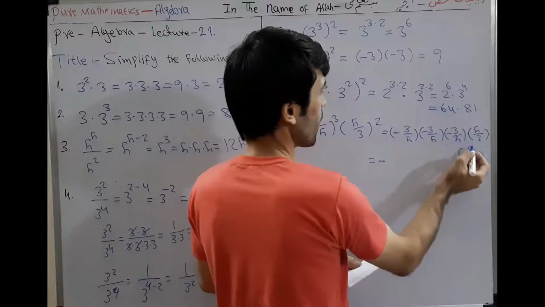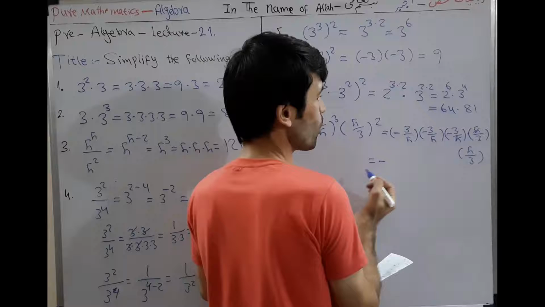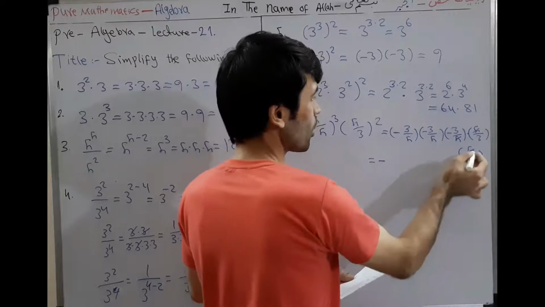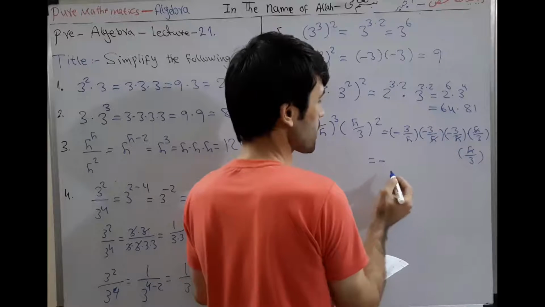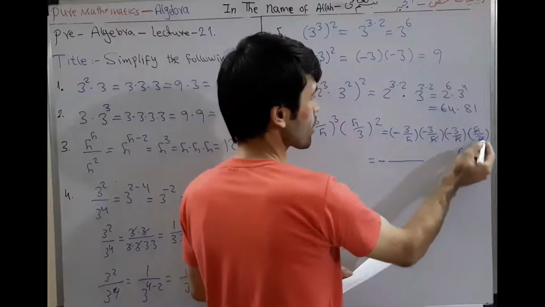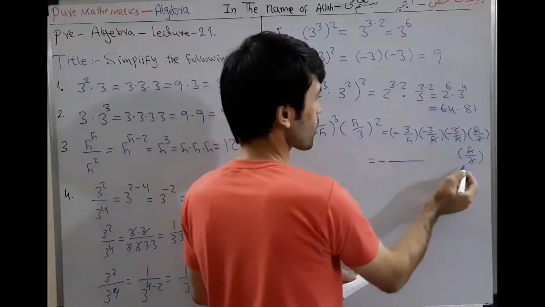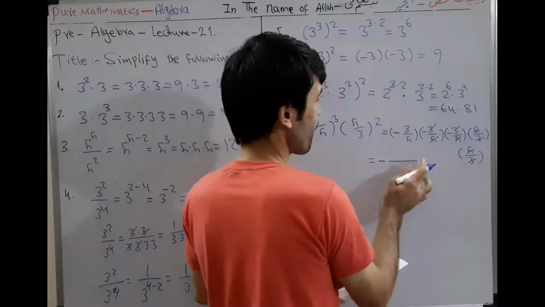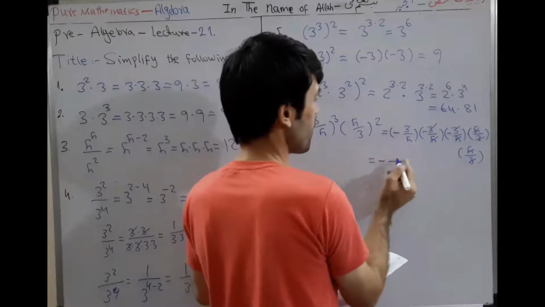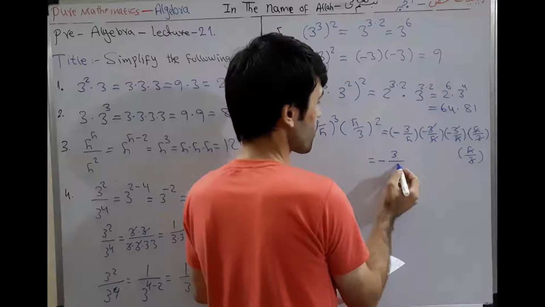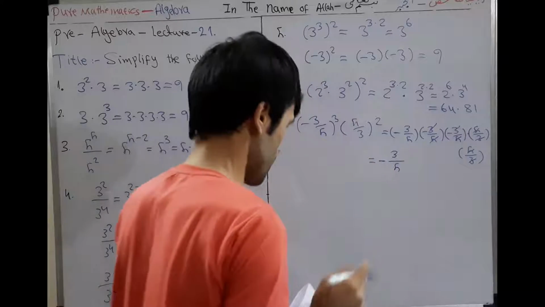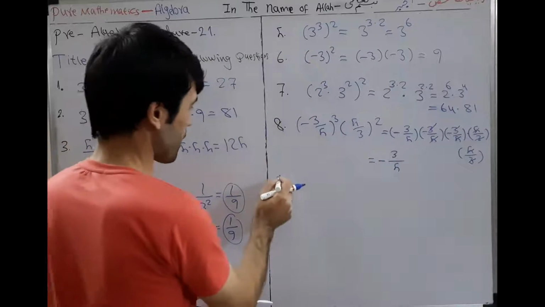The result will be negative. Here we have these 2 5s cancelled. Also this 5 by this 5 cancelled, this 3 cancelled by this 3, also this 3 cancelled by this 3, then we have just 3 over 5. It is the result.